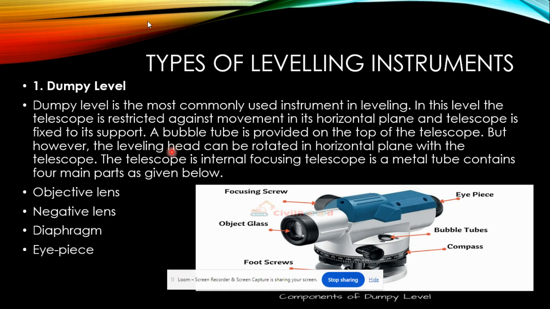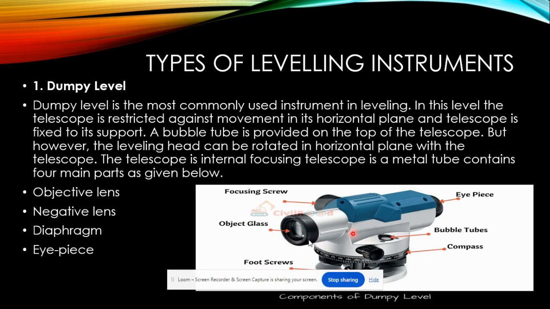In this level, the telescope is restricted against movement in its vertical plane and the telescope is fixed to its support. A bubble tube is provided on the top of the telescope, but the leveling head can be rotated on the horizontal plane. So what they mean is this.